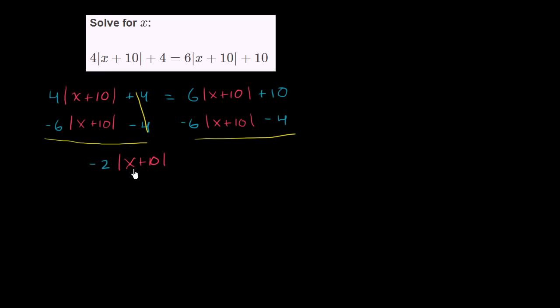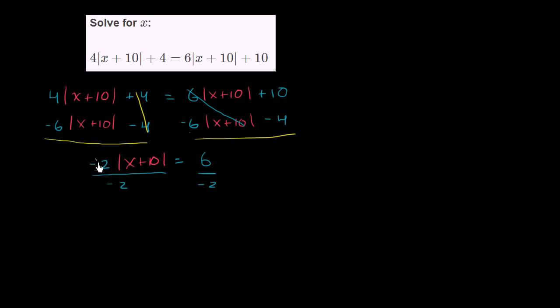So it's negative 2 times the absolute value of x plus 10 is equal to, well, the whole point of this, of the 6 times the absolute value of x plus 10 and minus 6 times the absolute value of x plus 10 is to make those cancel out. And then you have 10 minus 4, which is equal to 6. Now we want to solve for the absolute value of x plus 10. So let's get rid of this negative 2, and we can do that by dividing both sides by negative 2. You might realize everything we've done so far is just treating this red expression as almost just like a variable. And we're going to solve for that red expression and then take it from there.